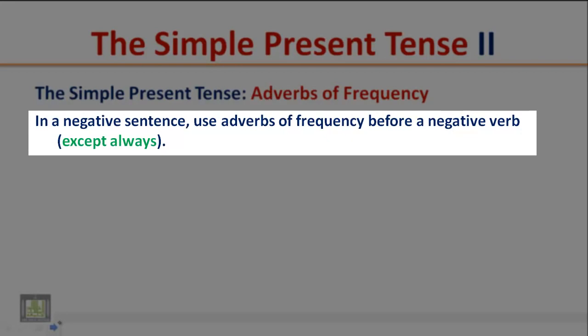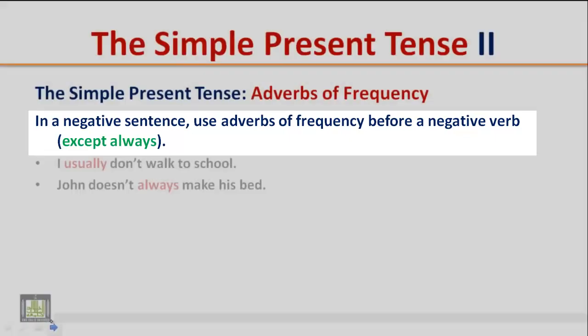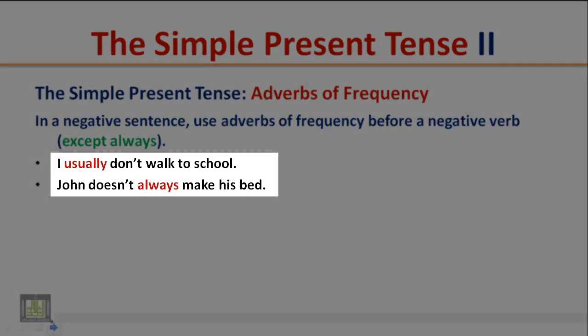In a negative sentence, use adverbs of frequency before a negative verb, except always. Example: I usually don't walk to school. Notice here that the adverb of frequency comes before a negative verb. John doesn't always make his bed. Notice here that the adverb of frequency always comes after the negative word.